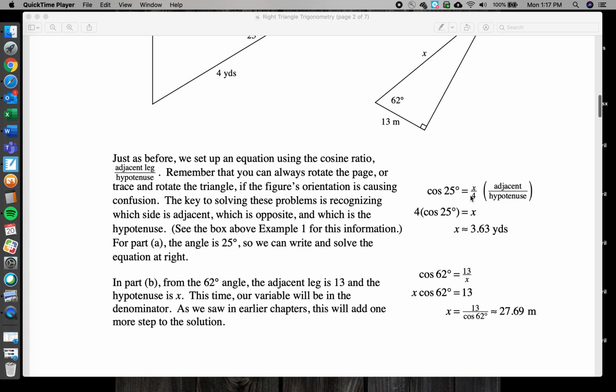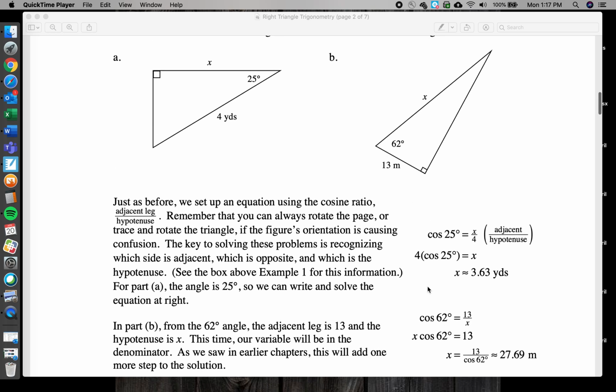If you take a look at the work they gave you, cosine of 25 for this first problem, cosine of our angle, equals the adjacent leg over the hypotenuse. Then again, solve for x from there. Multiply both sides by 4 and you're there.